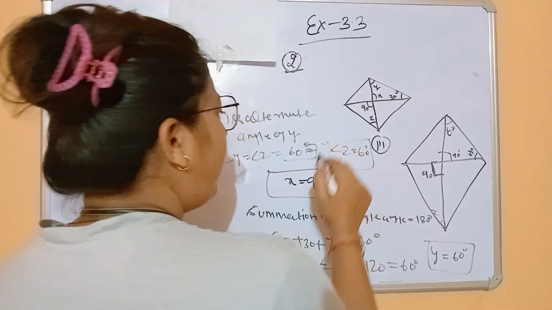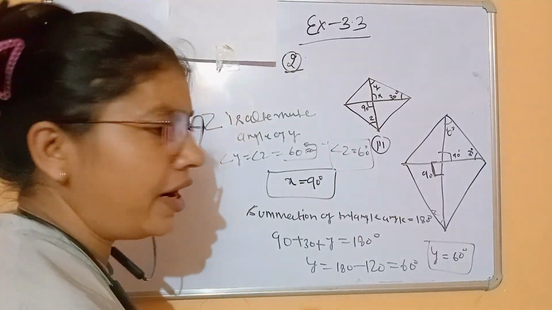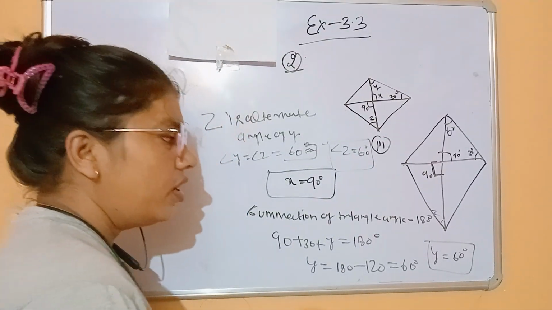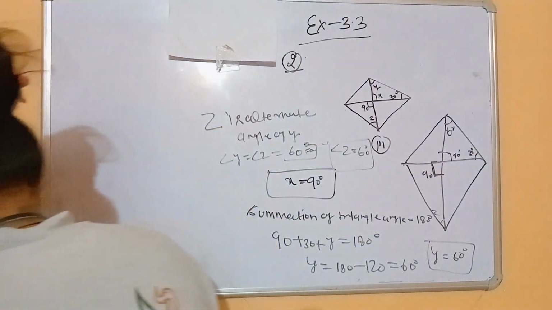So from here you find angle x is equals to 90 degree, angle y is equals to 60 degree, and angle z is equals to also 60 degree. So first you write it in your copy, then you understand next question.